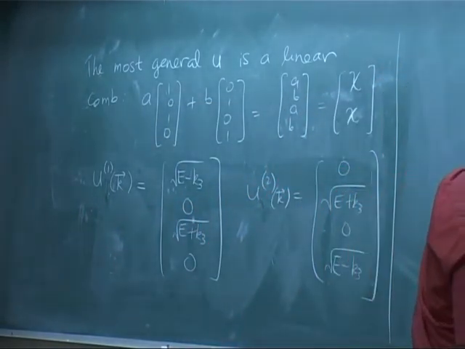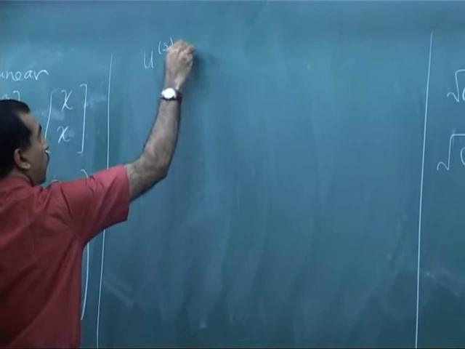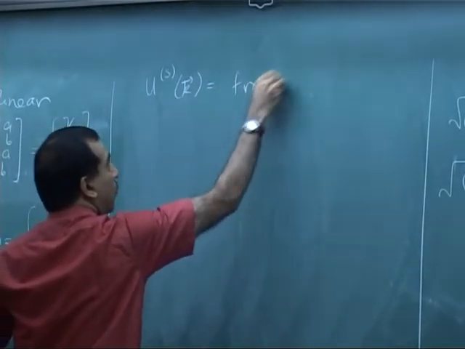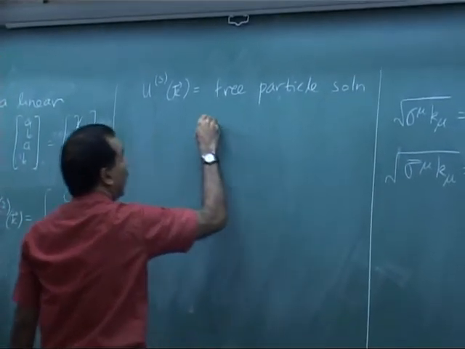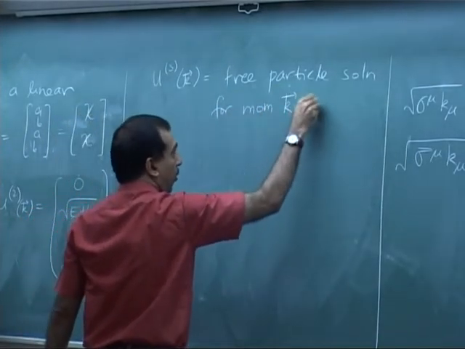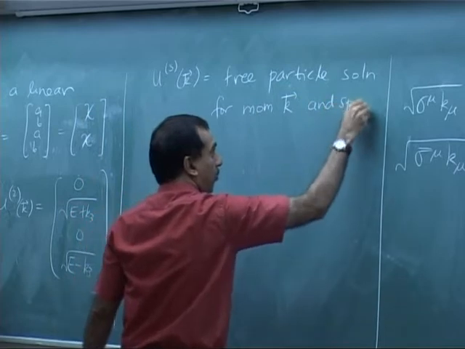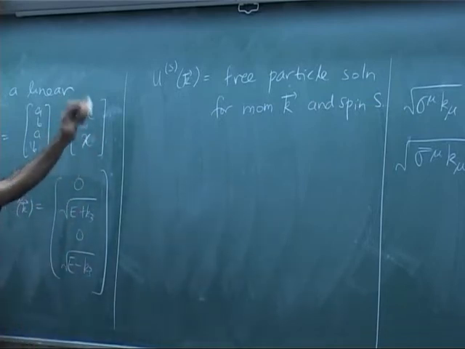And in a moment we will write the mode expansion. So U S K equals free particle solution for momentum K and spin S. Spin S really means spin S by 2, I suppose. S is just a label of the spin. It's S equals 1 and S equals 2 is spin up and spin down. So it's plus half and minus half. Because it will turn out that this field has spin half.